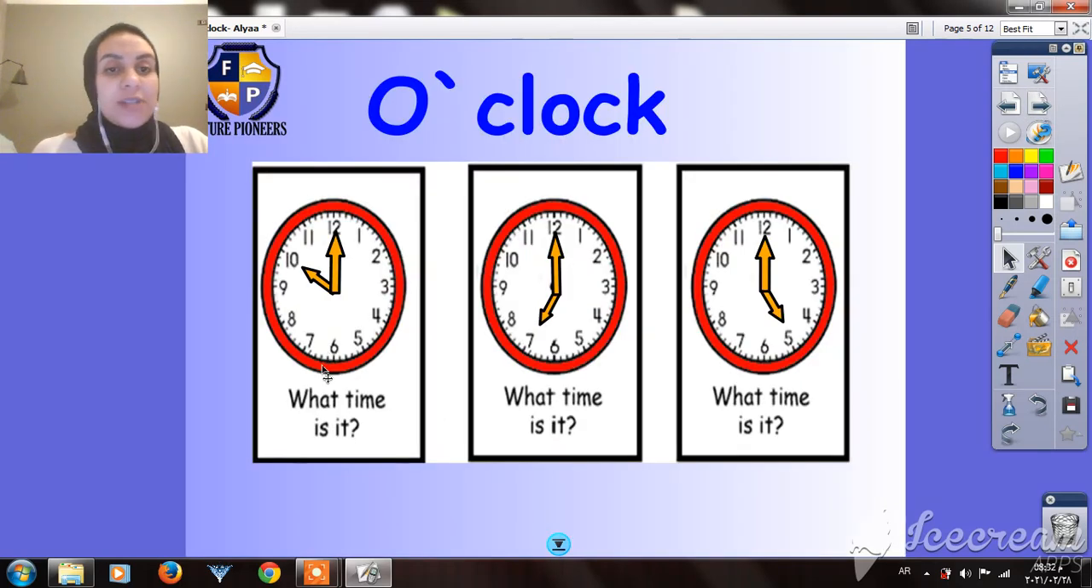Okay, here, what time is it? The short arm pointing to 10 and the long one to 12. So it's 10 o'clock. Very good. Here the same. The short arm is pointing to what? To 7. So it's 7 o'clock. Here on the third clock, the short arm is pointing to 5. So it's 5 o'clock.